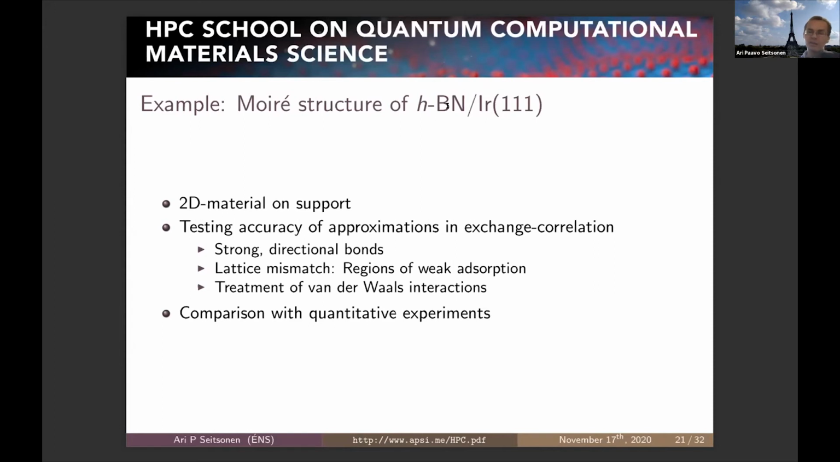So why hBN? Well, it's an interesting material because it's insulating. So that's a difference, of course, to graphene, which is a semi-metal. So nowadays, people often use hBN to isolate, for example, adsorbate molecules from the metallic electronic structure of the support.